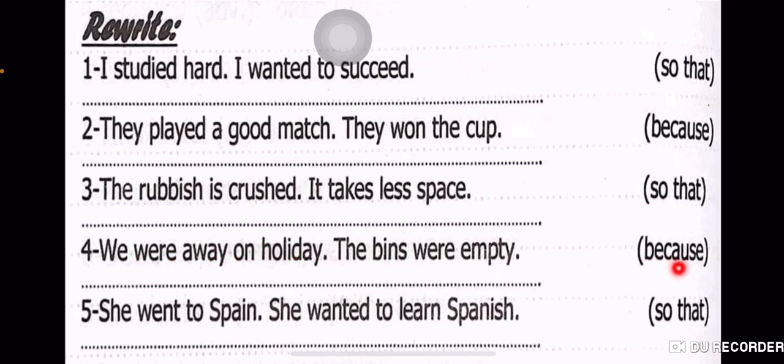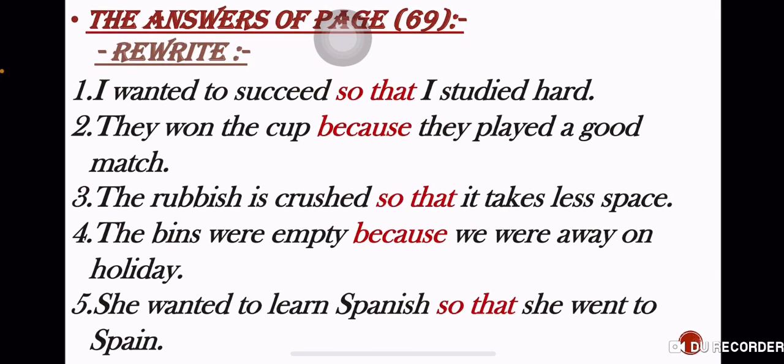Number 3. The rubbish is crushed. It takes less space. He wants me to put so that. Number 4. We were away on holiday. The pens were empty. He wants me to put because. Number 5. She went to Spain. She wanted to learn Spanish. He wants me to put so that. Don't forget, so that comes before the result, but because comes before the reason.